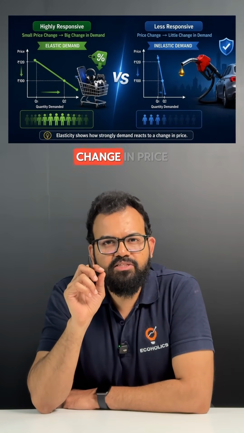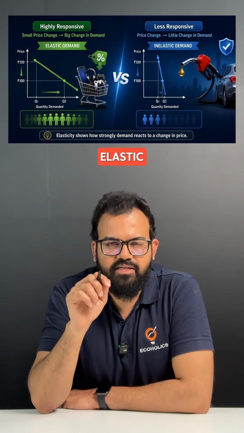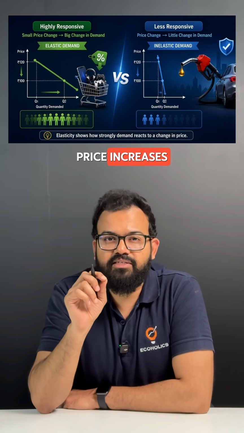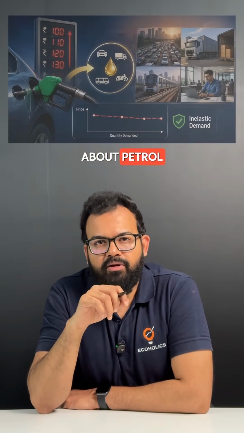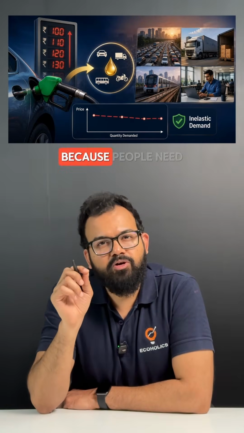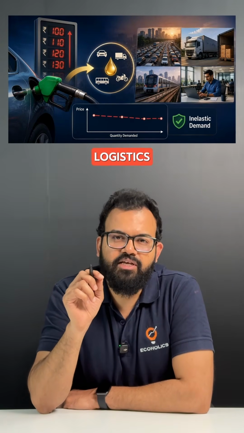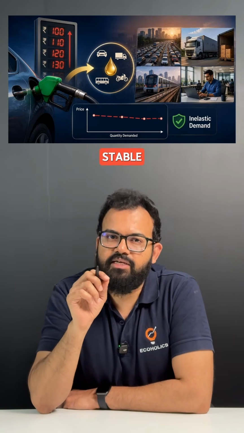If a small change in price causes a huge change in demand, the product is elastic. If demand barely changes even after price increases, the product is inelastic. Now think about petrol. Petrol price increases but people still buy. Why? Because people need petrol for transportation, logistics, office travel. So demand remains relatively stable.